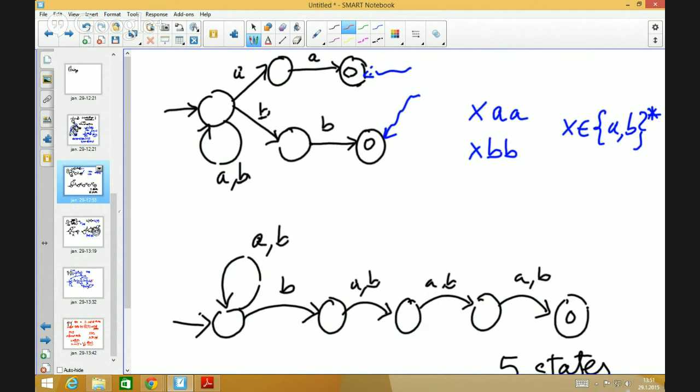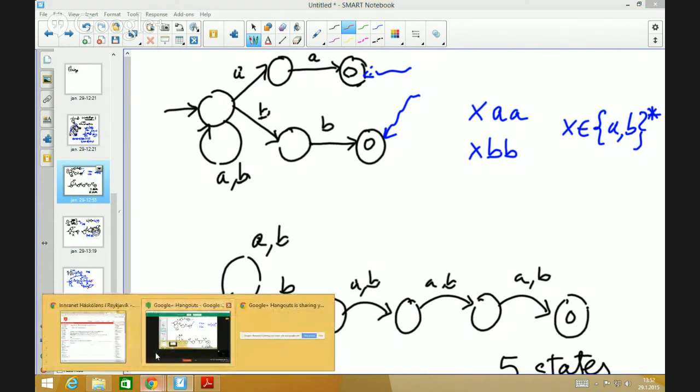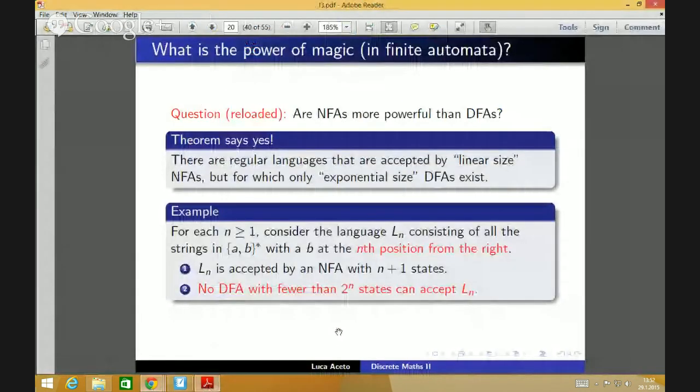So there is a general pattern here. If instead of fourth position from the right, you said fifth position from the right, you just need to add another state. So in general, nth position from the right, the B, would need n+1 states. The loop here, and then the n states to count down. However, if you want to do this deterministically, you cannot do it with fewer than 2 to the n states. It's a proven fact.